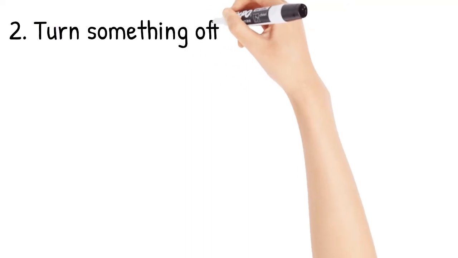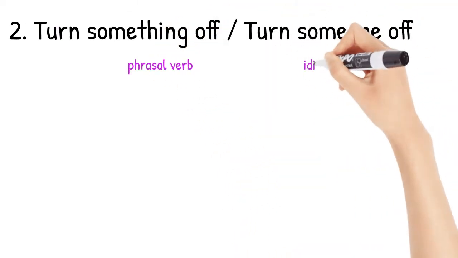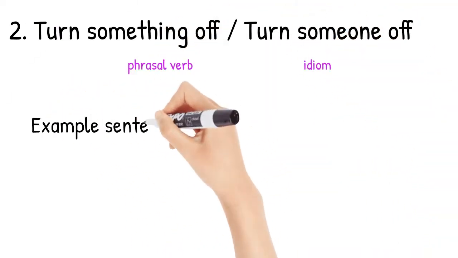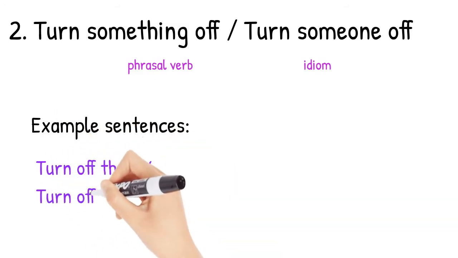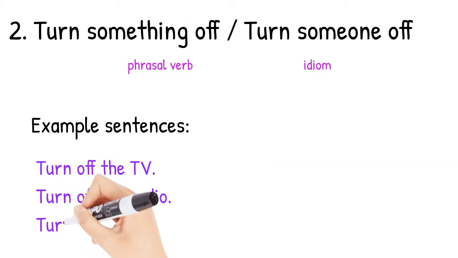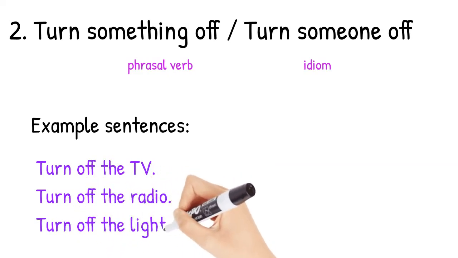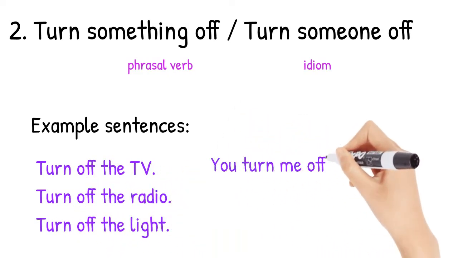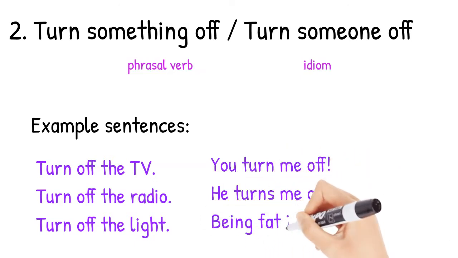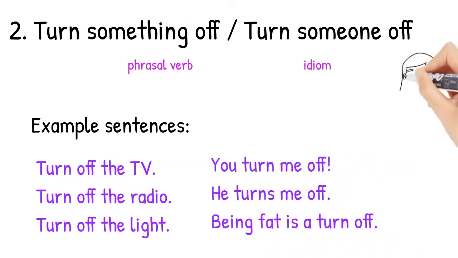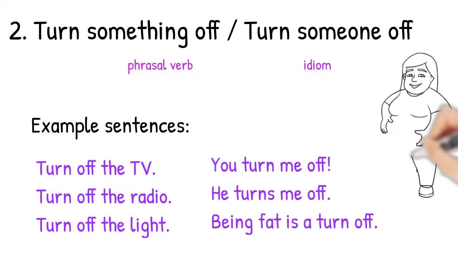And for number 2, to turn something off or turn someone off. Turn something off is the same as turn something on. It's a phrasal verb. For example, turn off the TV, turn off the radio, and turn off the light. But to turn someone off is an idiomatic expression, and here are some examples. You turn me off. He turns me off.